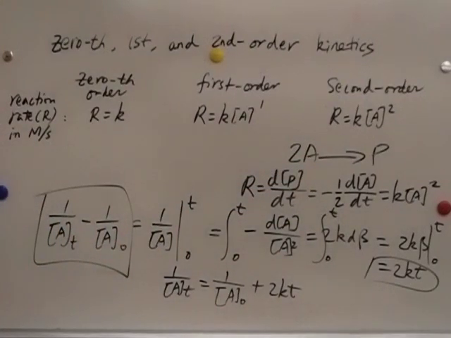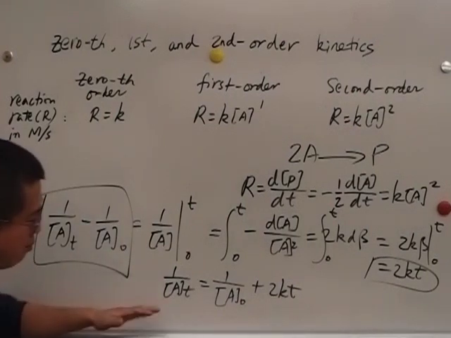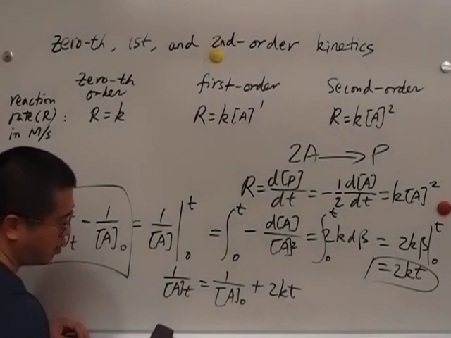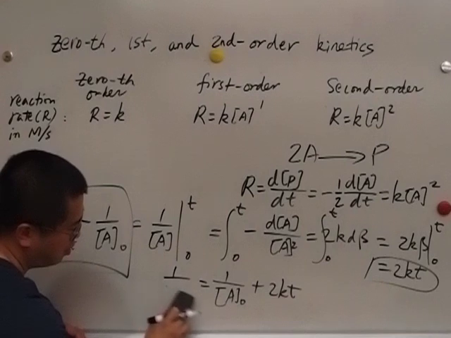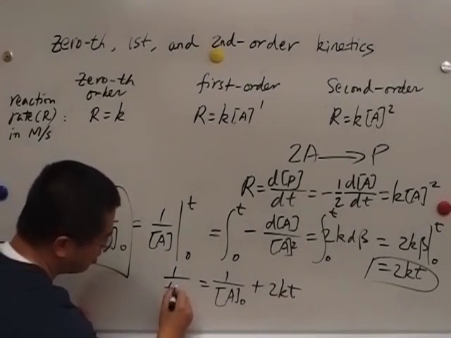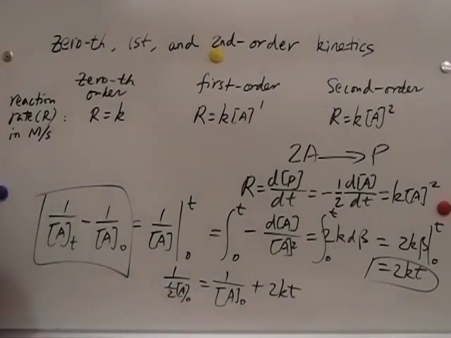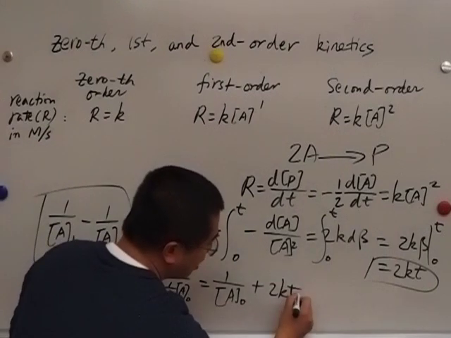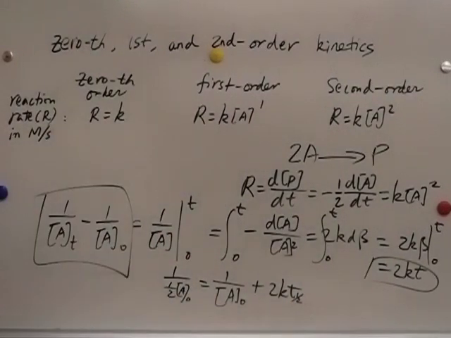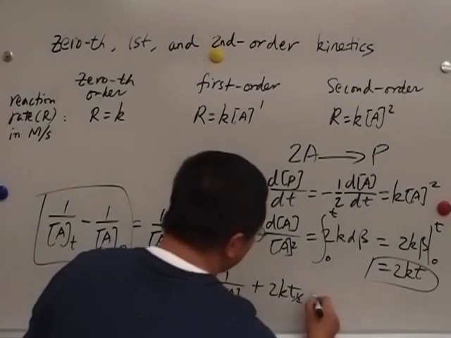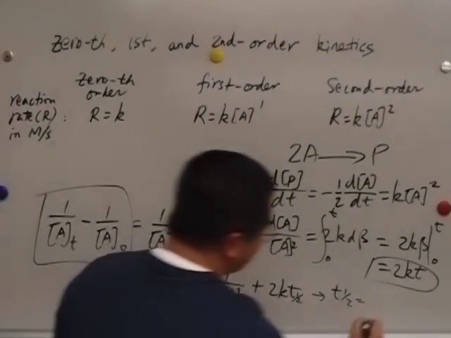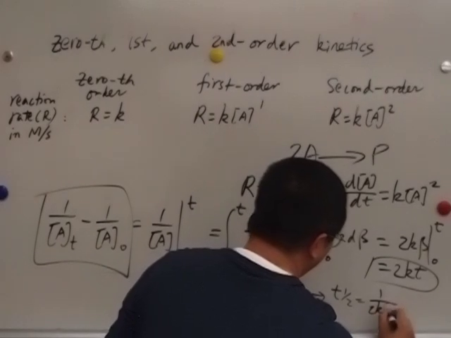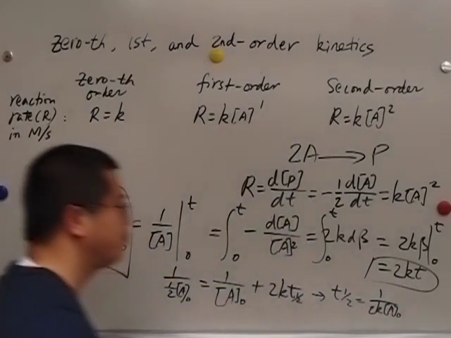Now we're going to do the half-life. This time I'm going to just transform this equation. I'm going to plug in the half-life concentration of A here, which is simply just half of the initial concentration. I'm going to replace this t with half-life, and then we can easily see the half-life is 1 over 2k A naught. Done.